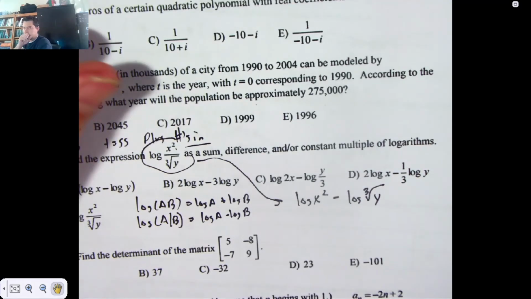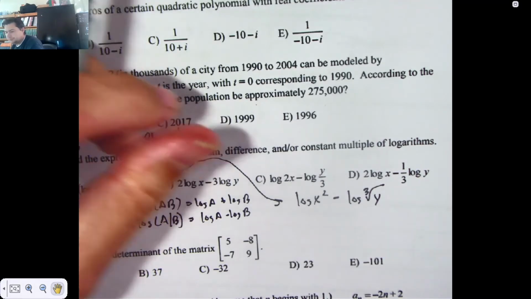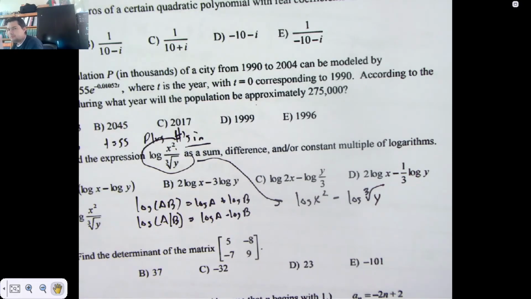All right, now what else can I do? I'm going to give you two more hints, and then you've got to figure out the rest of this for yourself.